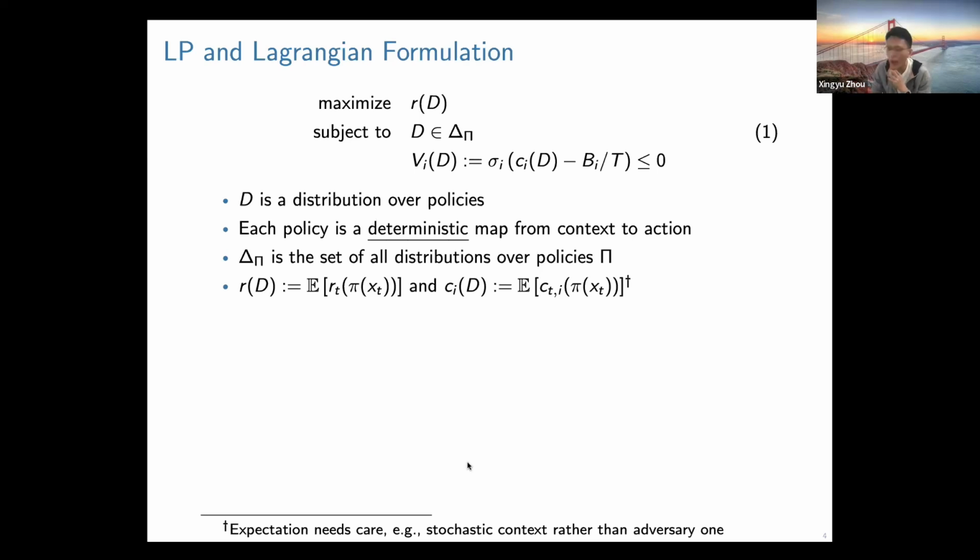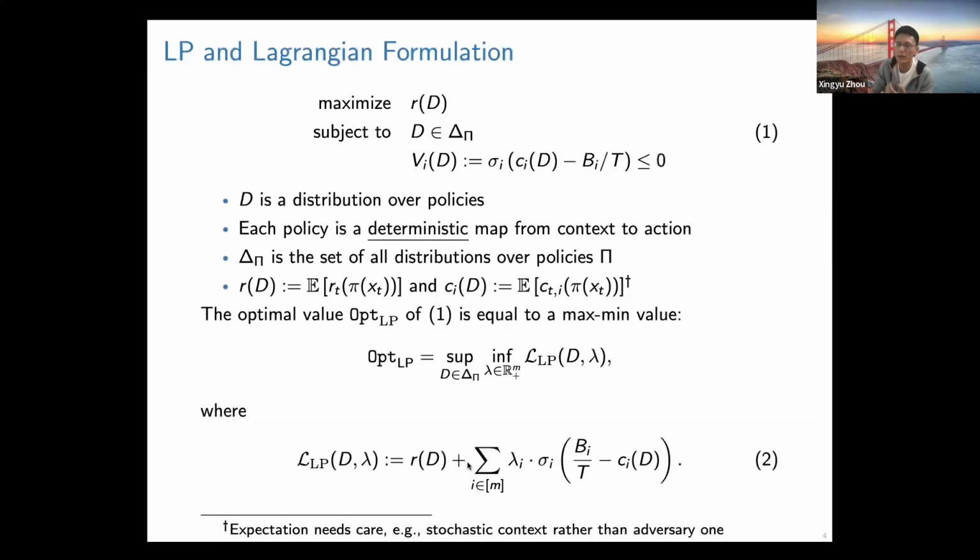So why do we have to do this? Why relate it to a linear program? The key is that the linear program allows us to design an algorithm, because the optimal value of the linear program is related to the max-min value of a Lagrangian.